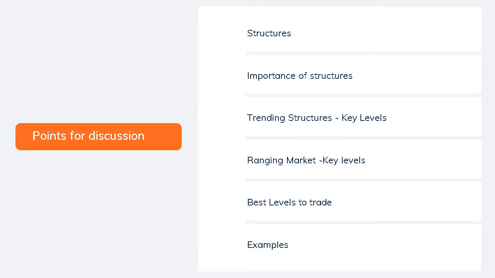So in today's video we will be discussing structures and their importance. Then as you are aware, there are two kinds of structures. One is a trending structure, which can be an uptrend or a downtrend, and the other one is a range bound or a sideways market. We'll also look at the best levels to trade, and we'll also take a few examples to understand it better.